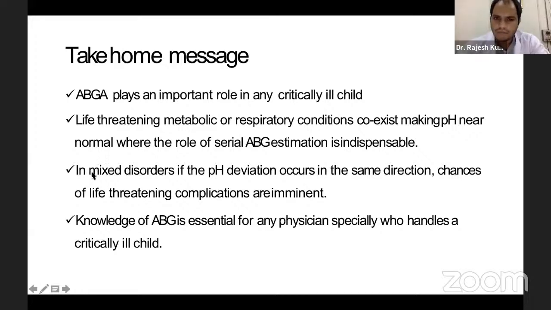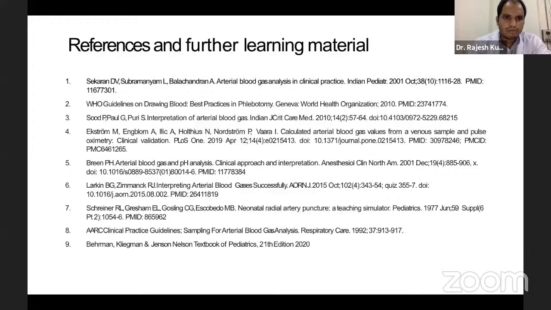In mixed disorders, if the pH deviations occur in the same direction, chances of life-threatening complications are imminent. So, knowledge of ABG is essential for any physician, especially who handles an ICU or is managing an intensive care unit or even an emergency department. You all must know the basic interpretation of an ABG, how to do it, what the sites are, and what the complications of ABG are. So by this, my session will be ending.